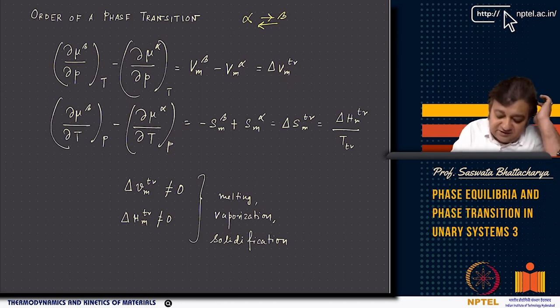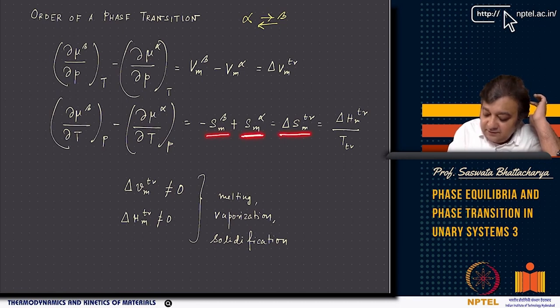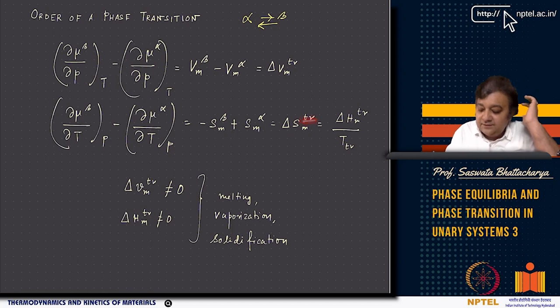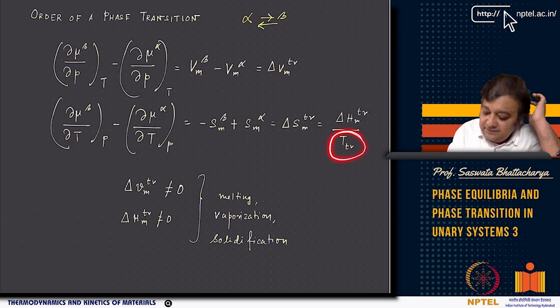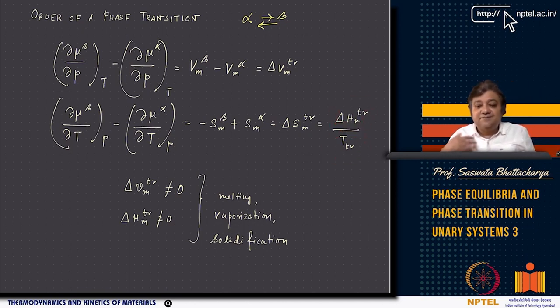Similarly, I can look at the variation of this molar free energy with respect to temperature. For each phase, you have del mu beta by del T at a fixed pressure minus del mu alpha by del T at a fixed pressure, which is nothing but minus Sm beta plus Sm alpha, which is again delta Sm of transformation. Now, this delta Sm is related to the molar enthalpy of transformation, delta Hm, divided by the transition temperature. This enthalpy of transformation is the heat that is absorbed or given out during transformation from one phase to another.